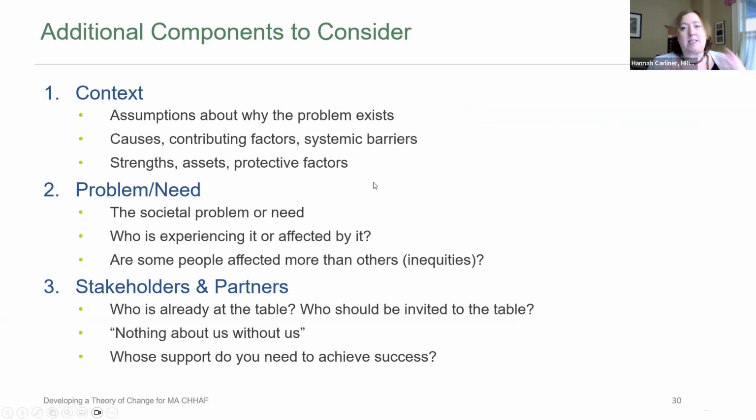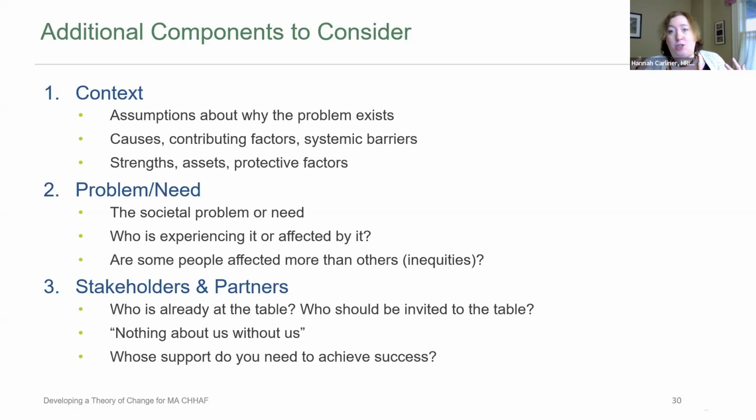For context, this is just helpful to think about what are your assumptions when you see that there is a lack of affordable housing in Massachusetts. What do you think is causing that? What is contributing to that? And that will help you lay out what are the strategies and activities that you need to use to change that state of affairs. So just sort of thinking about what are your basic causes and effects that you're assuming are existing in the world.